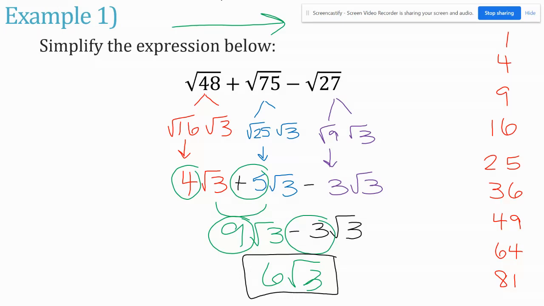So just to summarize, we noticed that we didn't have like radicals. So we knew we had to simplify and go from there. And then once we had like radicals, we were able to perform those operations with the coefficients, not with the actual radicands and numbers inside the radical. All right, let's take a look at another example.